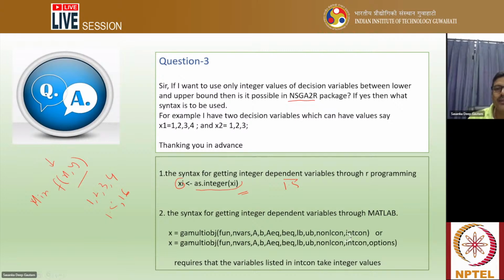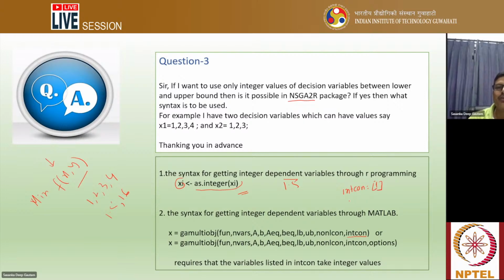So what I can do basically is define the integer variable here, intcon. Intcon is a vector. Suppose the first variable is your integer variable. Then you write intcon equal to 1, and it is basically a vector.